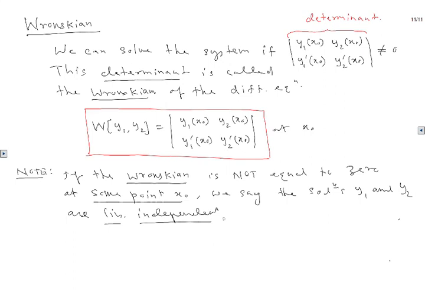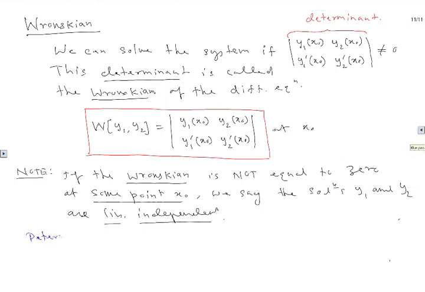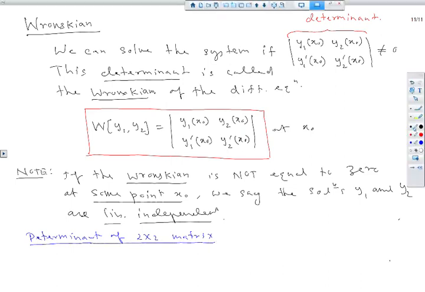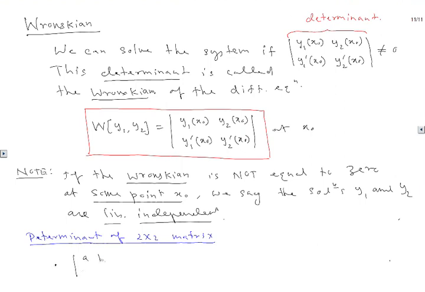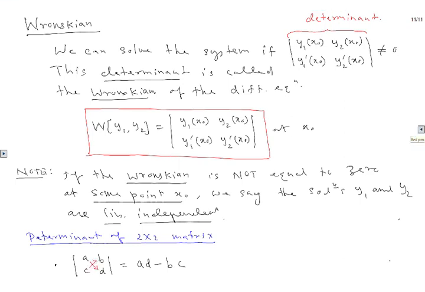Now, how do we find the determinant? The determinant of a 2 by 2 matrix is an easy one. If we have a 2 by 2 matrix, let's say A, B, C, D, you multiply the diagonal entries first, so AD, and subtract the product of the other diagonal, BC. So it's AD minus BC. That's the determinant of a 2 by 2 matrix.